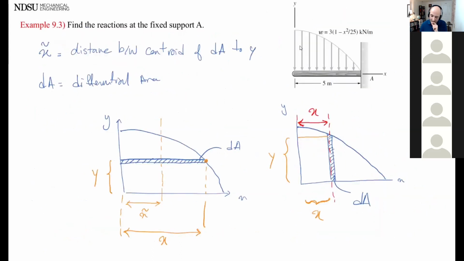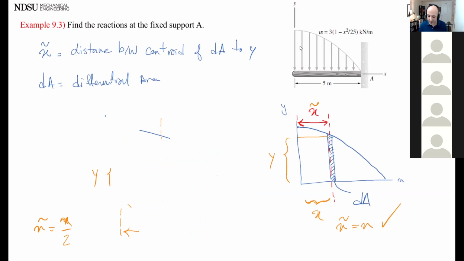In this case, x tilde equals x. In this case, x tilde equals x over 2. So they're not always the same thing, and you cannot always just automatically replace x tilde with x or y tilde with y. It depends on the orientation of elements. One thing I usually do is draw my element parallel to the axis that I want. So in that case, I don't need to worry about it.